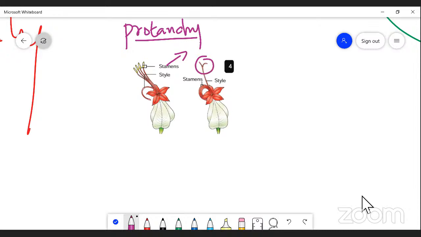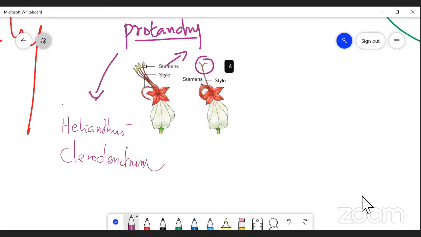This type of protandry can be seen in Helianthus, and in Clerodendron. These are examples of protandry.